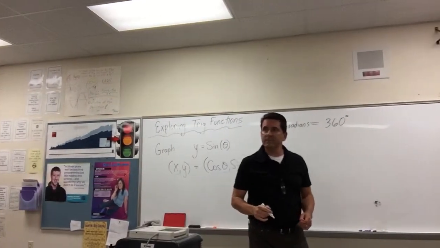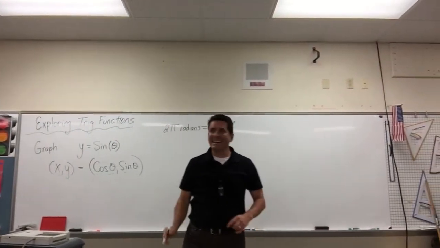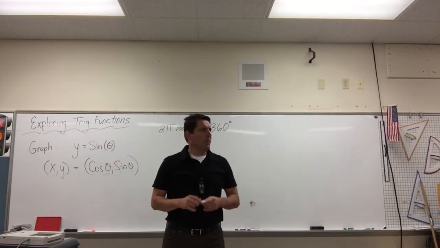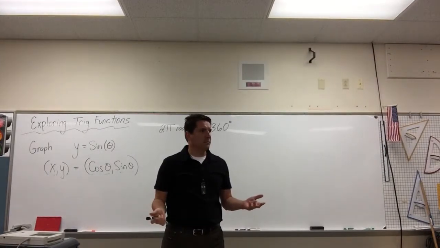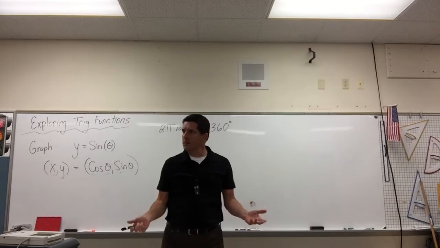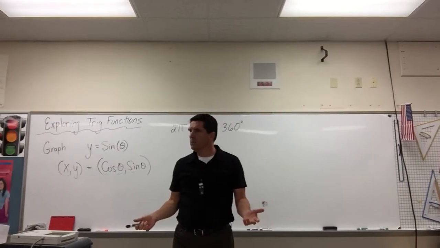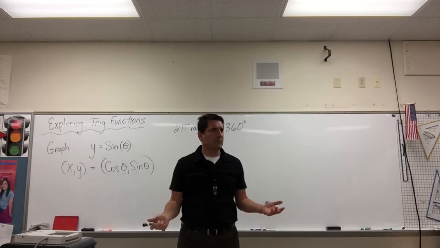So 2 pi, I've heard that too. 2 pi radians is equal to 360 degrees. What does that mean? What is a radian anyway?